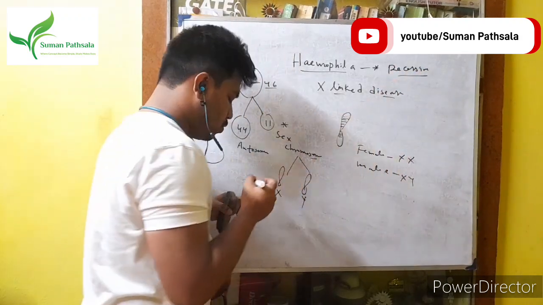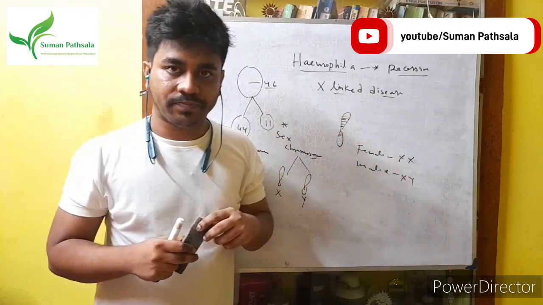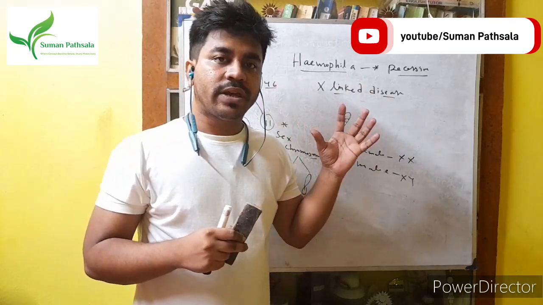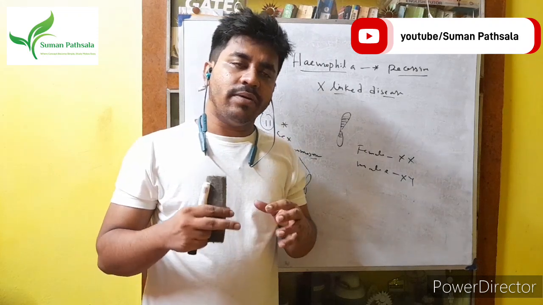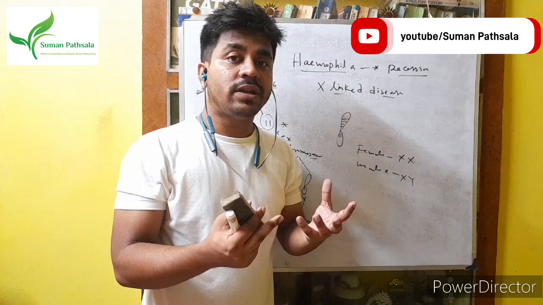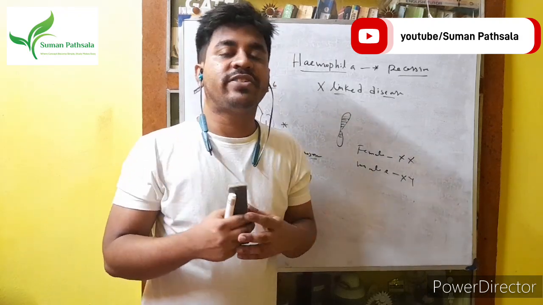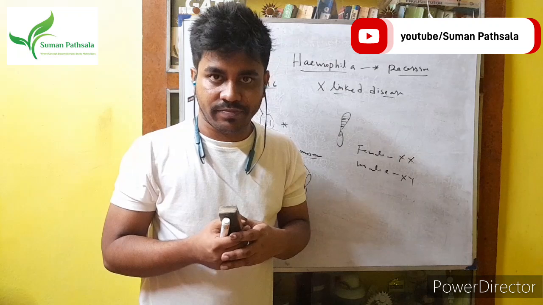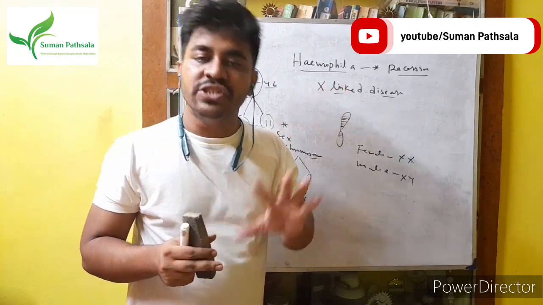Now we have to understand why it is called a recessive disease. Because this disease happens in many people, but in some people it is expressed and in some people it is not fully expressed. They also carry it. That's why it is called an X-linked recessive gene.